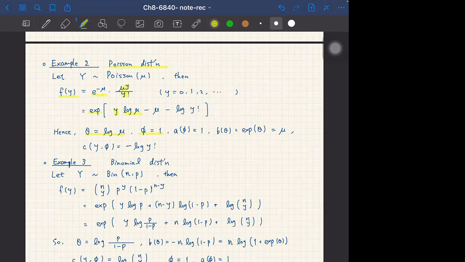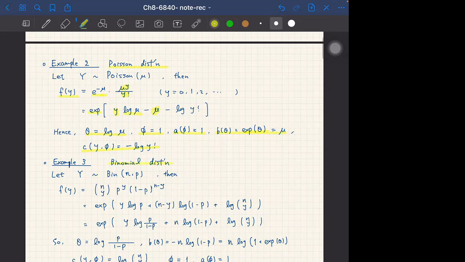So a of phi is equal to 1. So no phi actually here. And b of theta is equal to mu here, but we defined theta as log of mu, so we should say that this is the exponential of theta. And the remaining term is just c of y, phi, even though phi is 0.